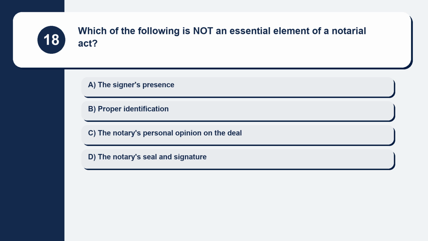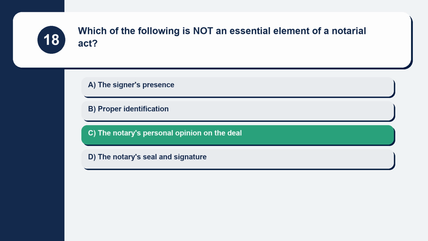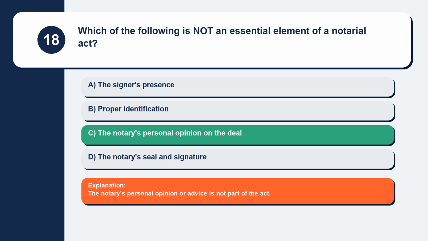Question 18. Which of the following is not an essential element of a notarial act? The signer's presence. Proper identification. The notary's personal opinion on the deal. The notary's seal and signature. The notary's personal opinion or advice is not part of the act.